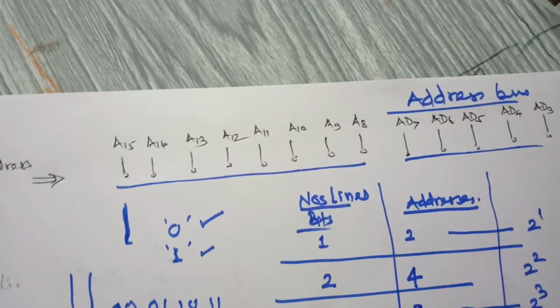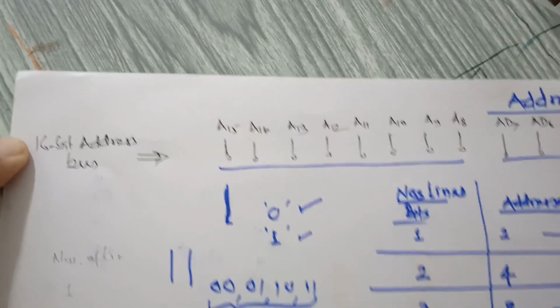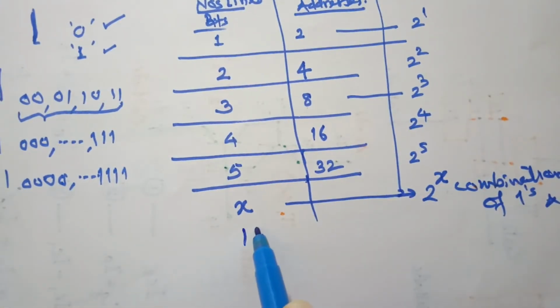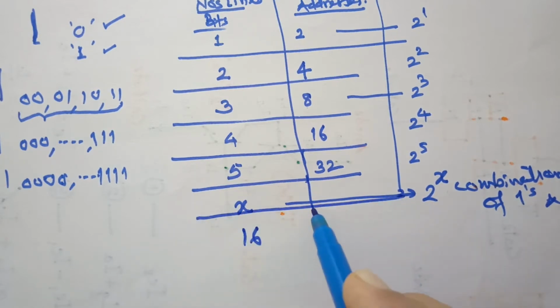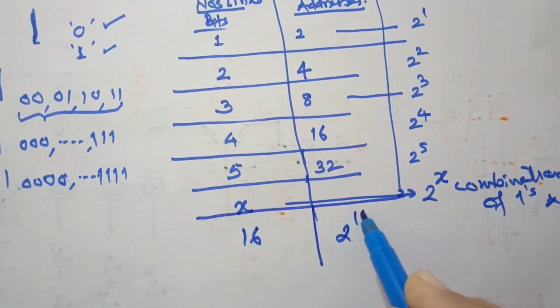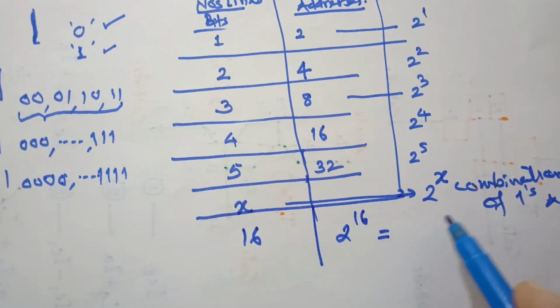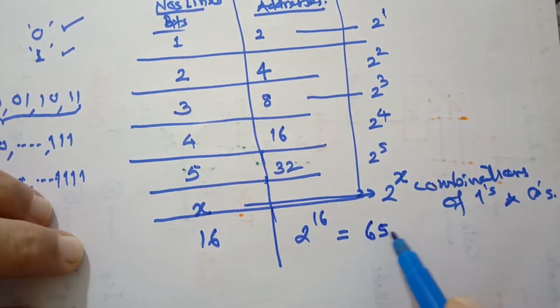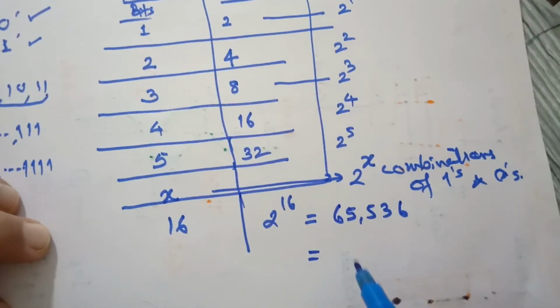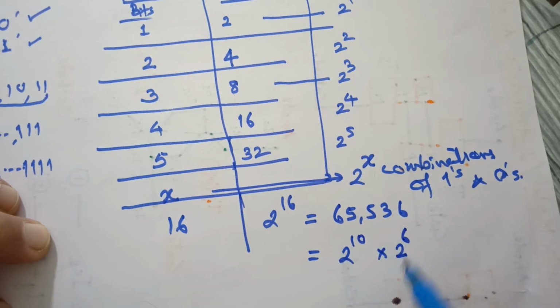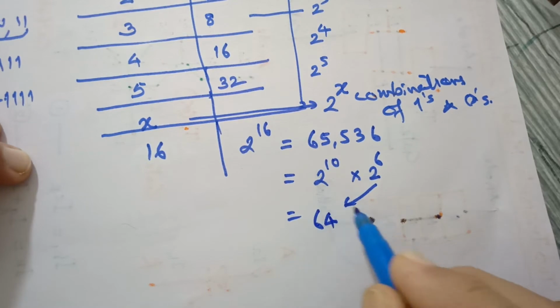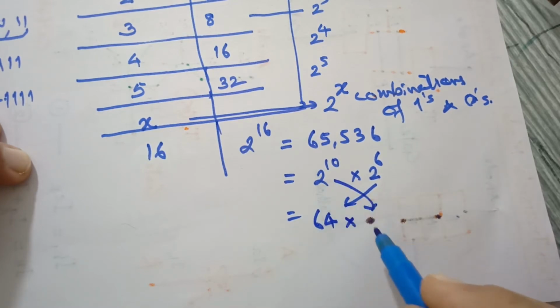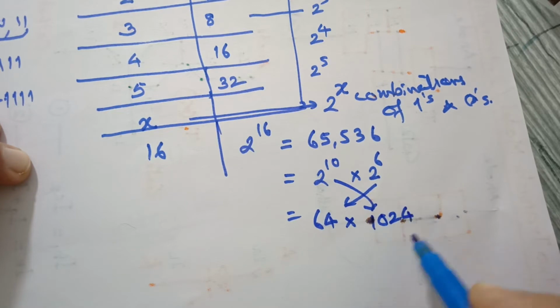Just now I said that it has a 16-bit address bus. What does it mean? With 16 address lines we get 2 raised to 16 combinations, and this turns out to be 65,536, or 2 raised to 16. I can write this as 2 raised to 10 into 2 raised to 6. This 2 raised to 6 turns out to be 64, and this 2 raised to 10 is about 1024.